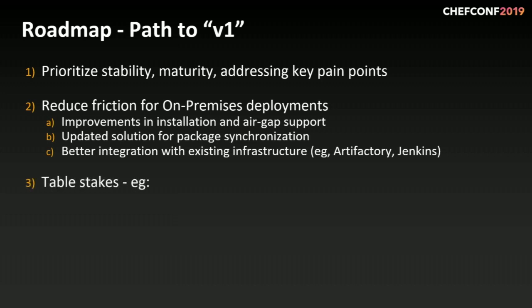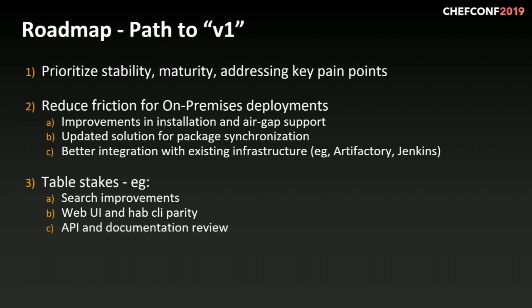And then other things that are just table stakes, right? We know searching for packages is not a great experience. We want to improve that. Web UI and the HAB CLI don't have parity. Some things you can do with the CLI you can't do with the UI, and vice versa. And then APIs and documentation, we definitely want to get that pretty solid. And then bugs and issues and things like that. So hopefully that gives you an overview of directionally where we're headed before we say we're V1.